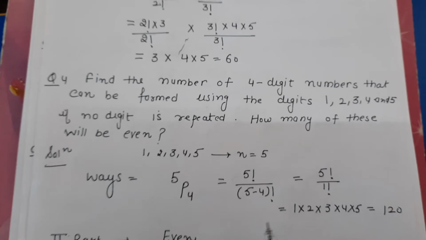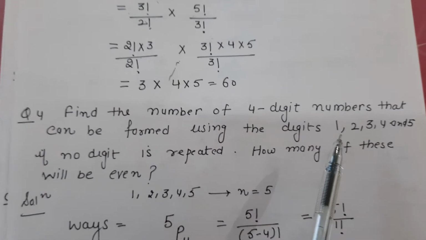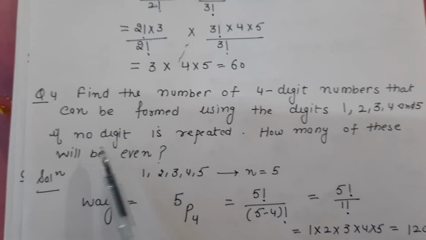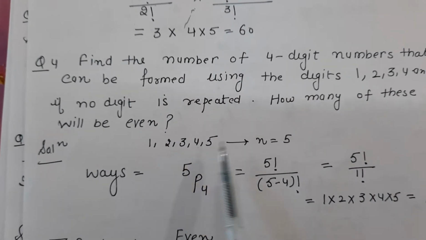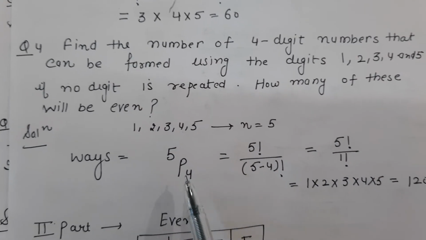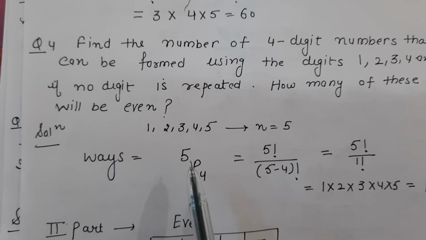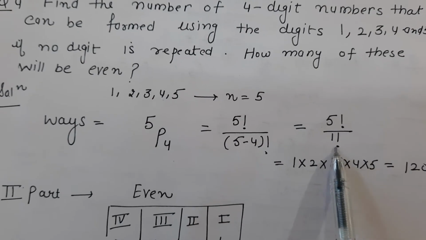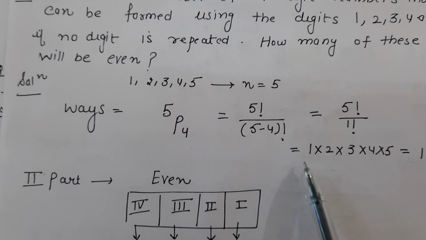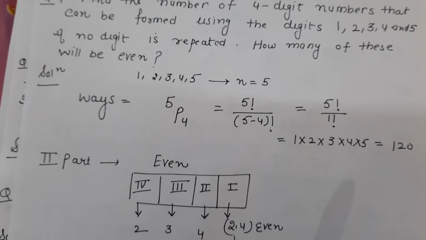Next question number 4. Find the number of 4-digit numbers that can be formed using the digits 1, 2, 3, 4 and 5 if no digit is repeated. The second part, how many of these will be even? Now the total digits are 5. You have to form 4-digit number. That means, and the repetition is not allowed. So the ways are 5P4. So this is 5 factorial upon 5 minus 4 factorial. So 5 factorial upon 1 factorial. Now 5 factorial can be written as 1 into 2 into 3 into 4 into 5. So the answer is 120.